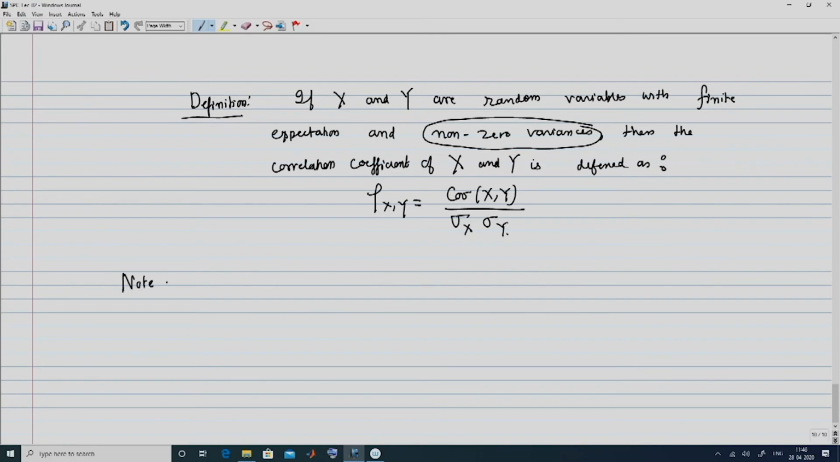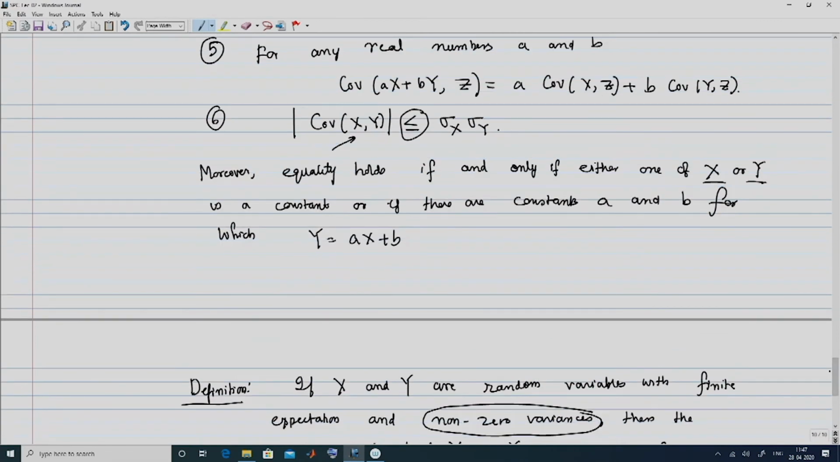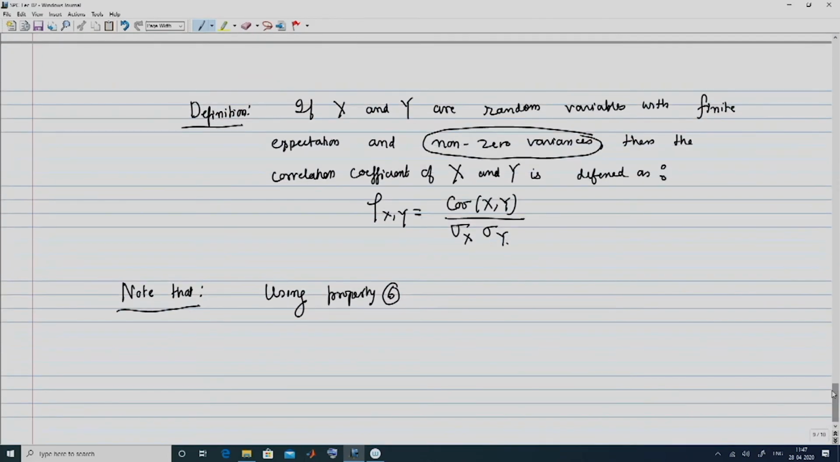So, we note that using property 6, and remember property 6 was that the absolute value of covariance XY is less than or equal to sigma X into sigma Y. If I bring this to the left hand side, it follows immediately in the context of rho XY that the absolute value of rho XY is less than or equal to 1, or this means that rho of XY lies between -1 and +1. So, this is an important property.